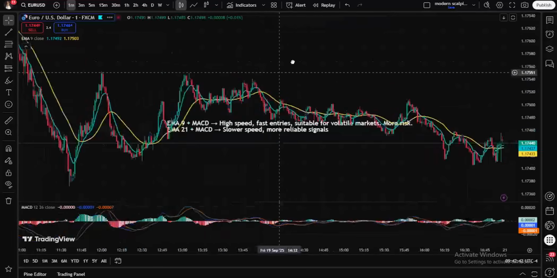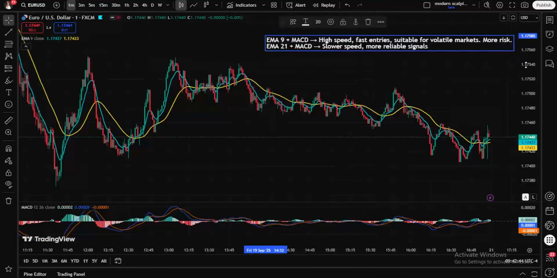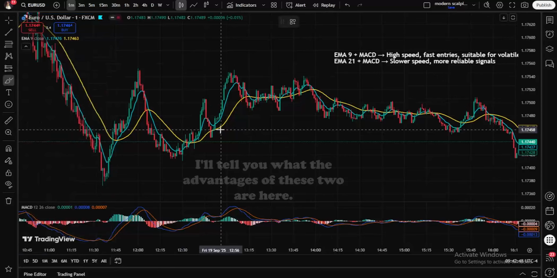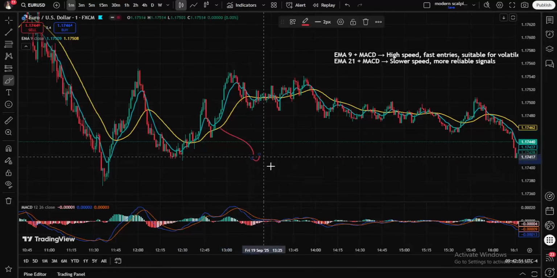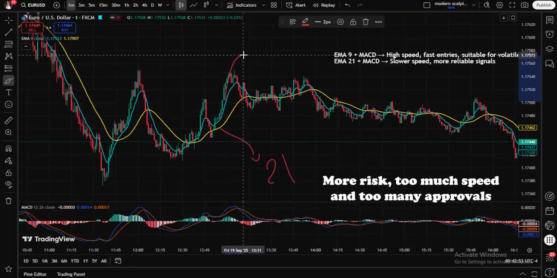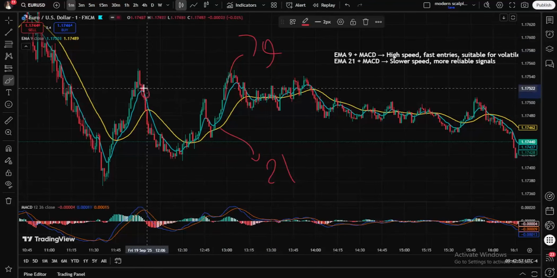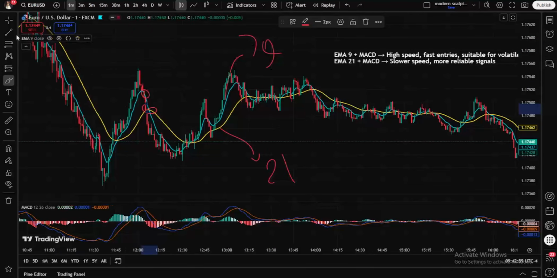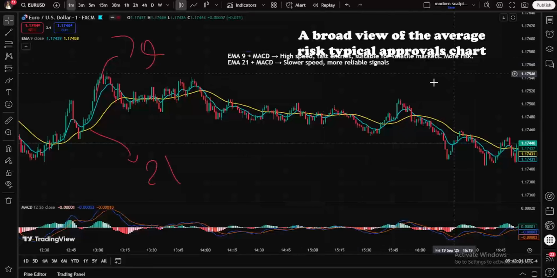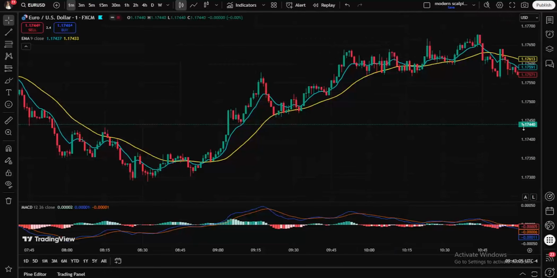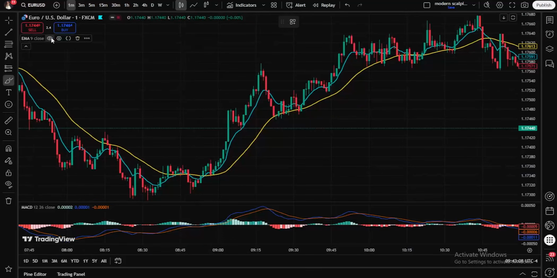Part 5. Direct comparison of EMA 9 and EMA 21 with MACD. Let's make a comparison in the form of a table. EMA 9 plus MACD: high speed, fast entries, suitable for volatile markets. More risk. EMA 21 plus MACD: slower speed, more reliable signals, suitable for calm or ranging markets. Less risk.